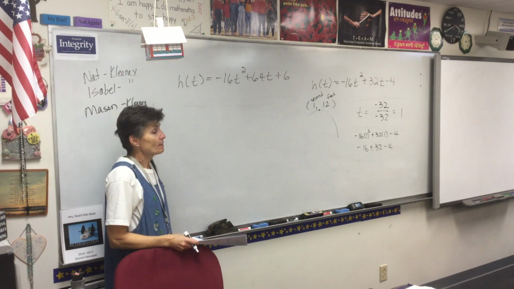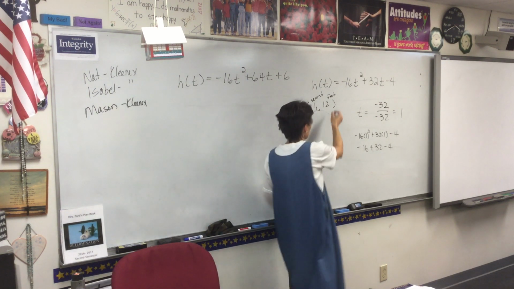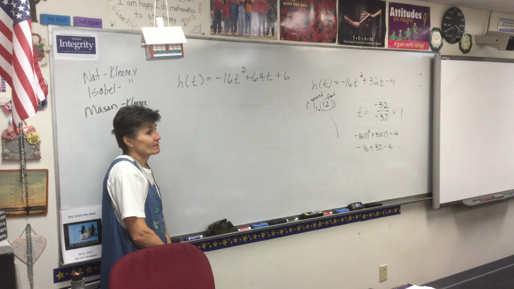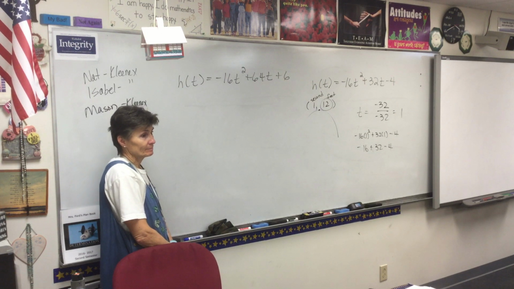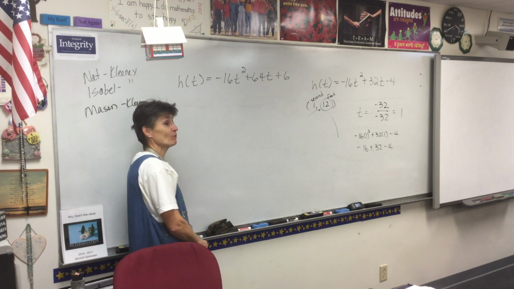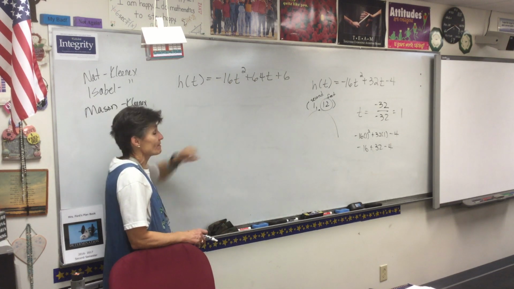Find the maximum height of the ball. So this time, aren't we looking for the y coordinate? But we're going to do everything exactly the same. Ready? Okay. So we're going to find the vertex of this. This is a parabola, x squared, t squared. We're going to find the vertex.